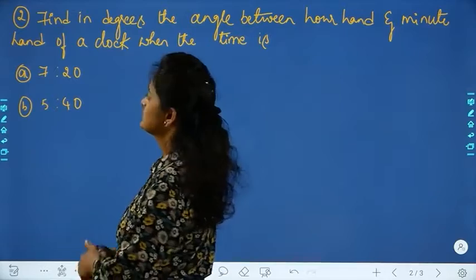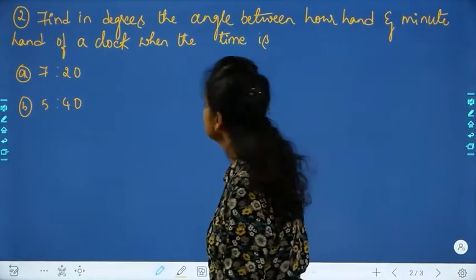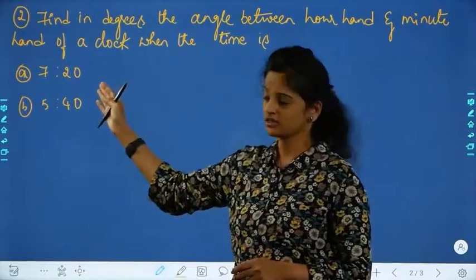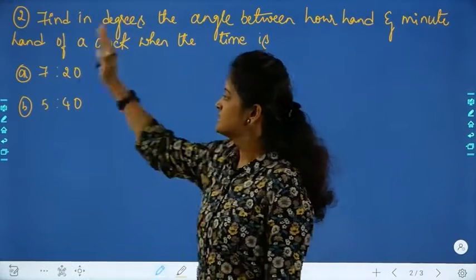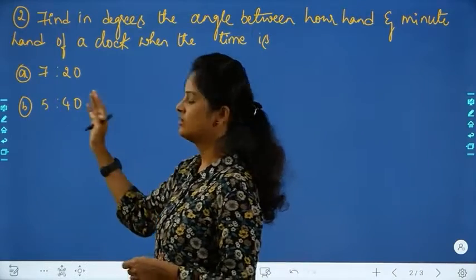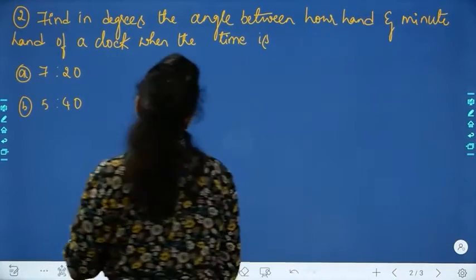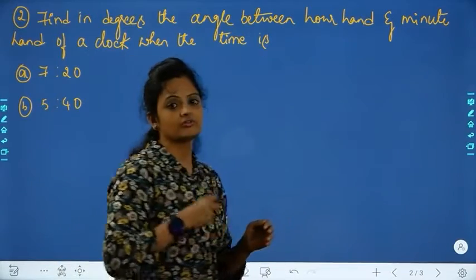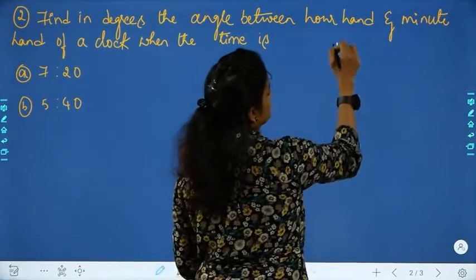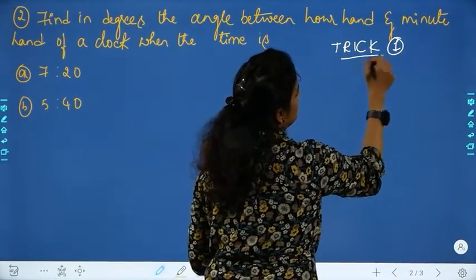Second question in this is the clock problem. Very important problem. Find in degrees the angle between hour hand and the minute hand of the clock when the time is 7 o'clock 20 minutes. Second one is 5 o'clock 40 minutes. So what to do for this? One basic concept which you can use for all the clock problems. So trick 1. Whichever you want to use, I am telling you both.